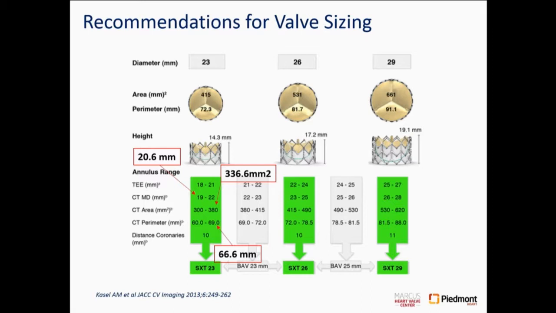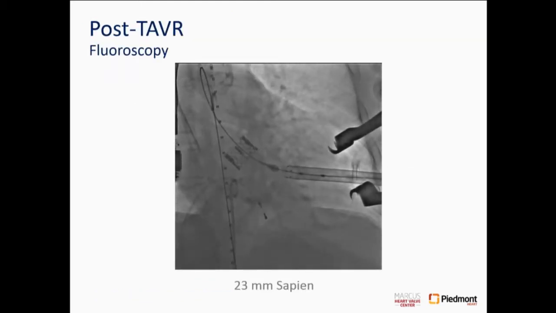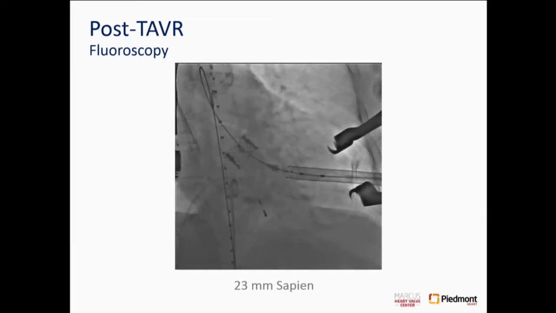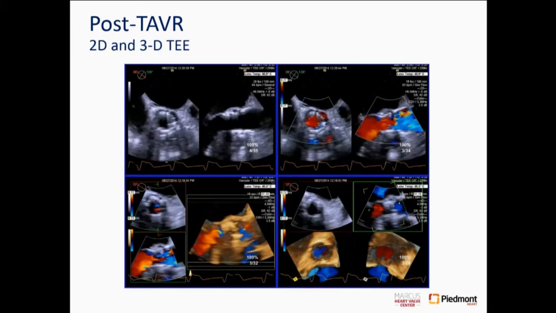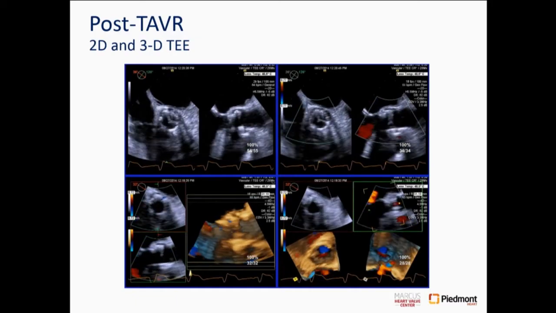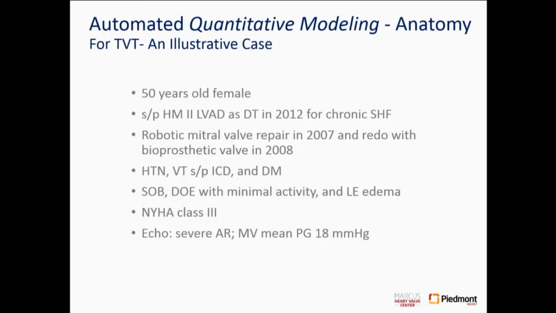And for example, in this patient, all three 3D TEE numbers point to a SAPIEN 23 valve. This patient underwent a SAPIEN 23 valve TAVR, as is shown here. And on the post-procedural echo, you can see almost no PVL. So completely guided by 3D TEE annulus sizing.